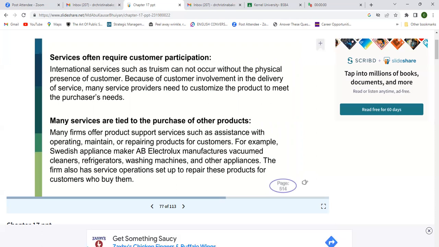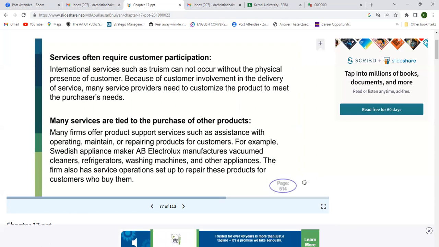Because of customer involvement in the delivery of service, many service providers need to customize the product to meet purchasers' needs. Many services are tied to the purchase of products. Many firms offer product support services such as assistance in operating, maintaining, and repairing products for customers. For example, Swedish appliance maker AB Electronics manufactures vacuum cleaners, refrigerators, washing machines, and other appliances. The firm also has service operations set up to repair these products for customers who buy them.